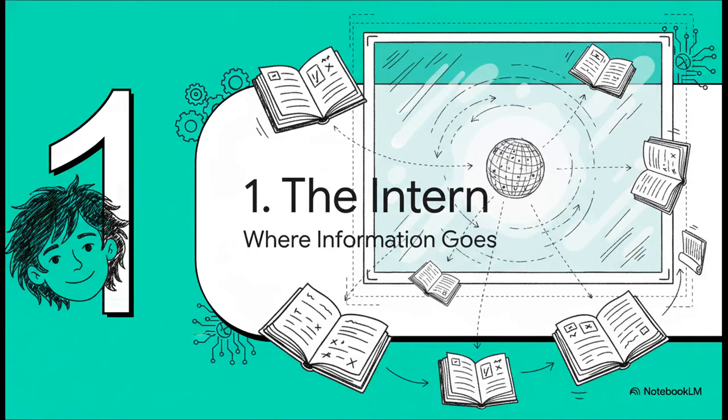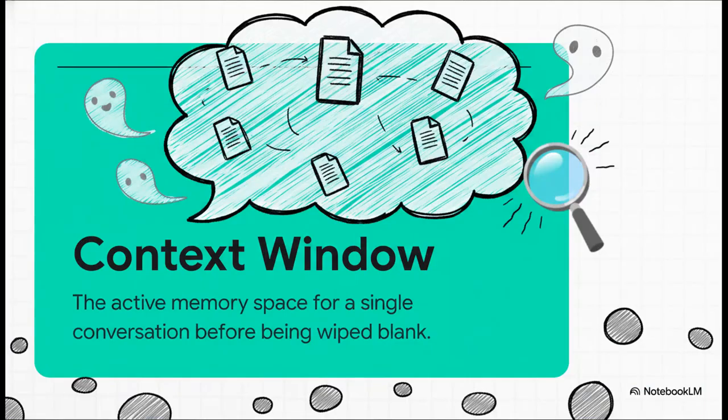Section 1. The intern and the context window. Subtitle: Where the information goes. Okay, so the absolutely crucial point here is that these features do not give the AI some permanent filing cabinet. Instead, they pull information into a temporary, highly focused space known as the context window. When you upload a file or run a web search, the AI isn't opening a document the way you or I would. It's actually processing that text directly into its active memory alongside your prompts.